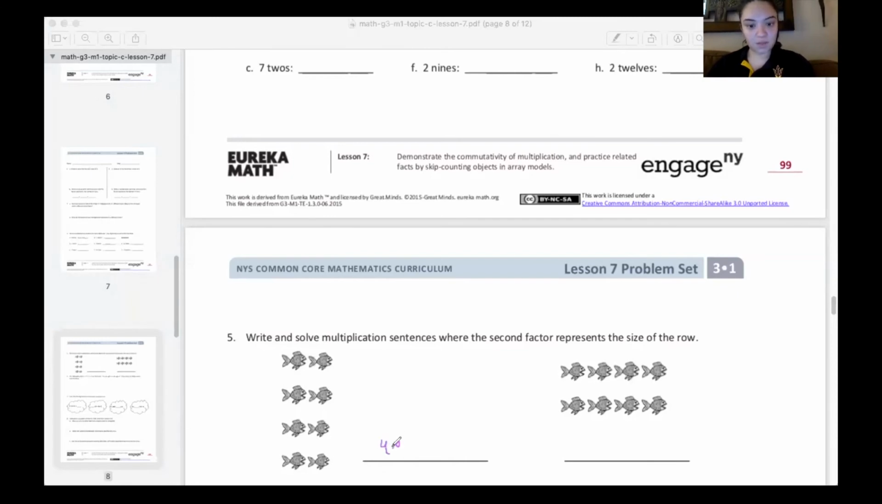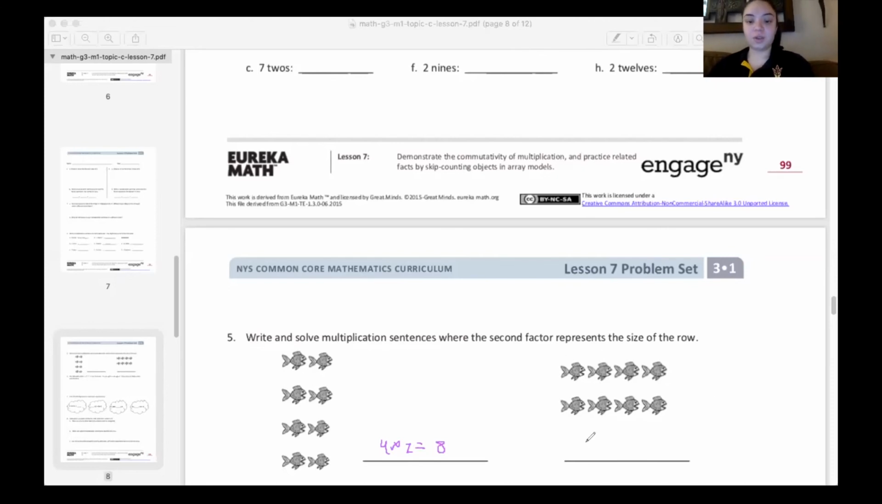And now it's saying the second factor represents the size of the row. So we're just going to see how many fish are in each row. There are 2 fish in each row here. So how many do we have in total? We can skip count, or we can just count the pictures, but there are 8 fish right here. So just like that. Now let's do it again.